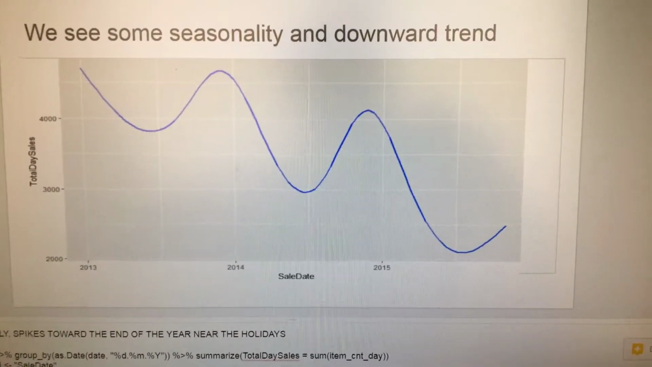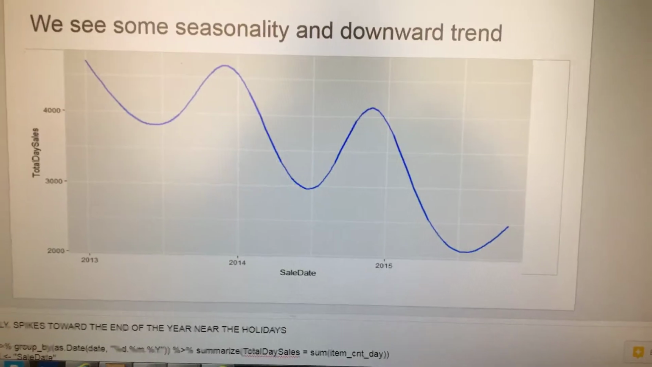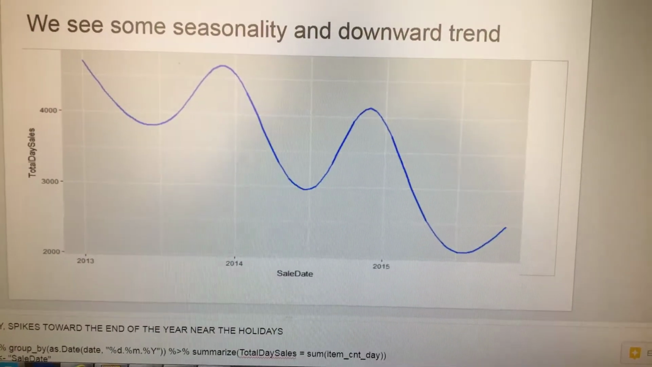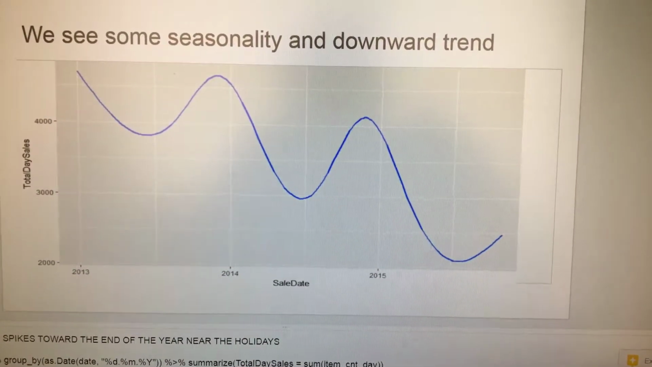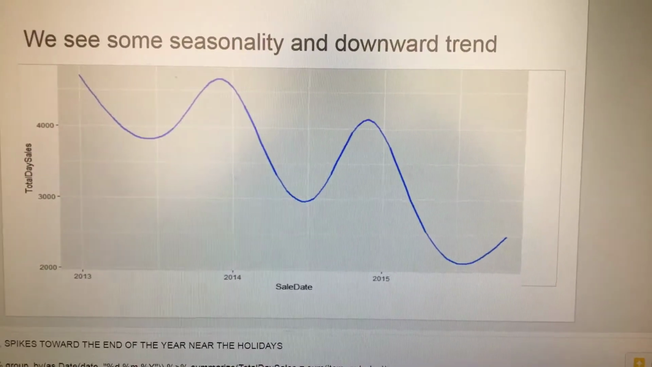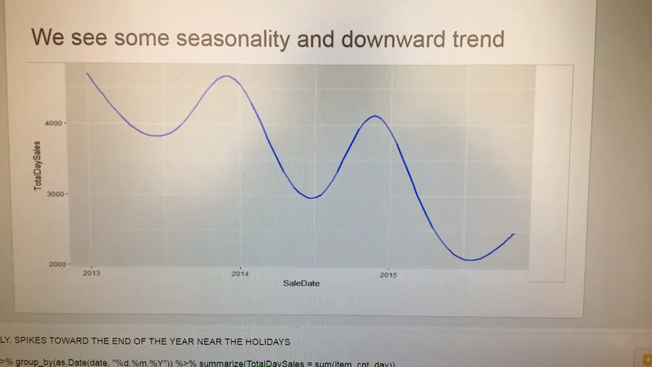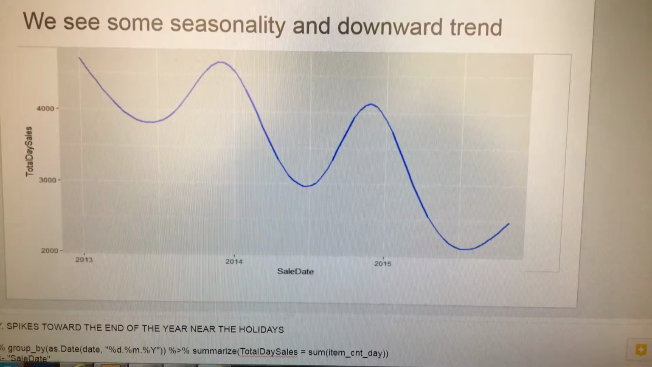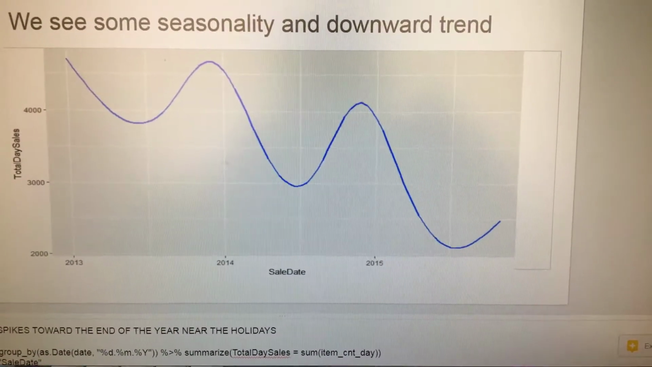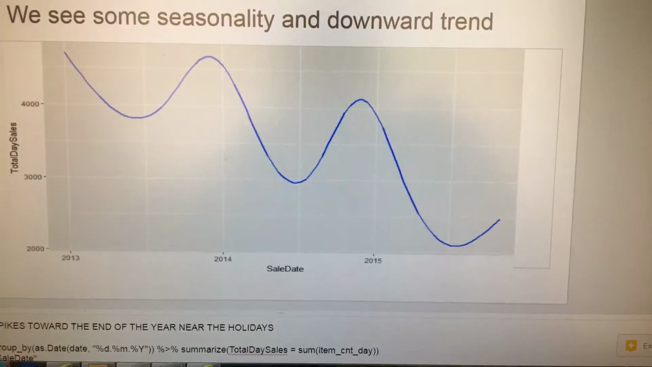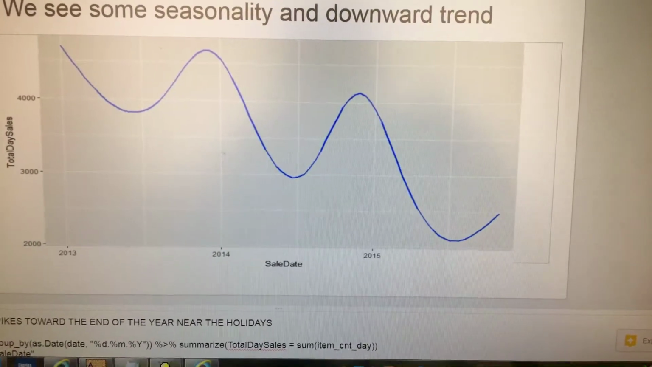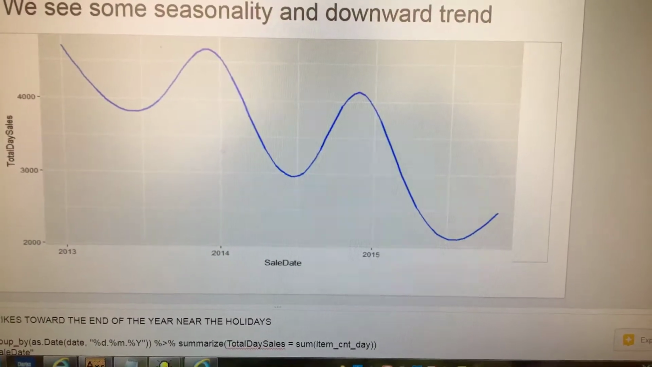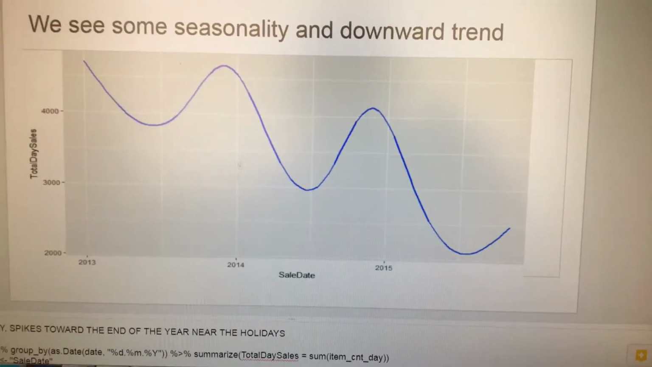Here's a ggplot I created of seasonality and trend, again just showing that both exist. We see that the peaks are at the end of the year, so likely for holiday shopping, Christmas or Hanukkah shopping, but we do see that the peak in 2014, for example, is much lower than in 2013.